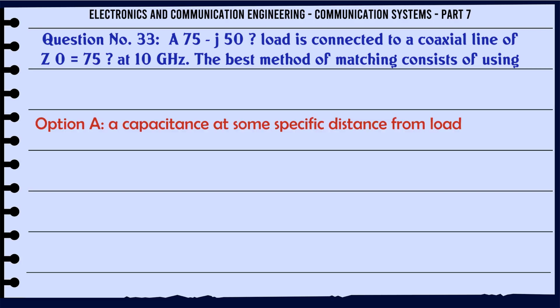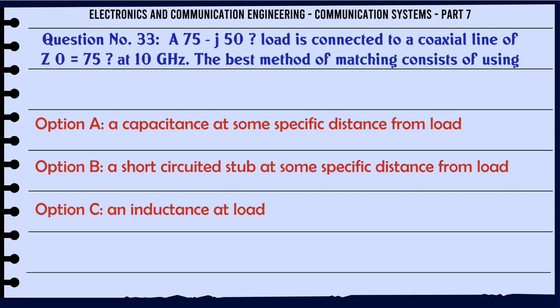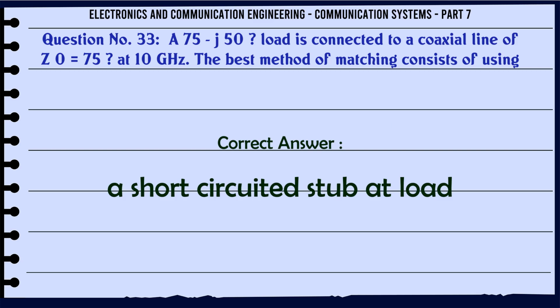A 75 + j50 load is connected to a coaxial line of Z0 = 75 at 10 GHz. The best method of matching consists of using A a capacitance at some specific distance from load, B a short-circuited stub at some specific distance from load, C an inductance at load, D a short-circuited stub at load. The correct answer is a short-circuited stub at load.